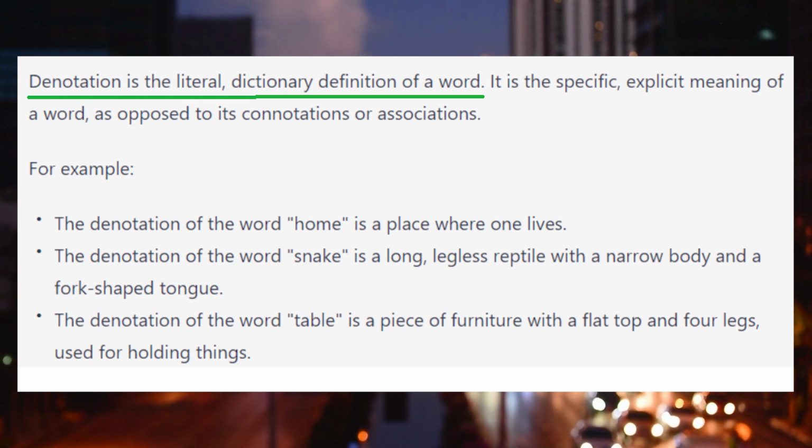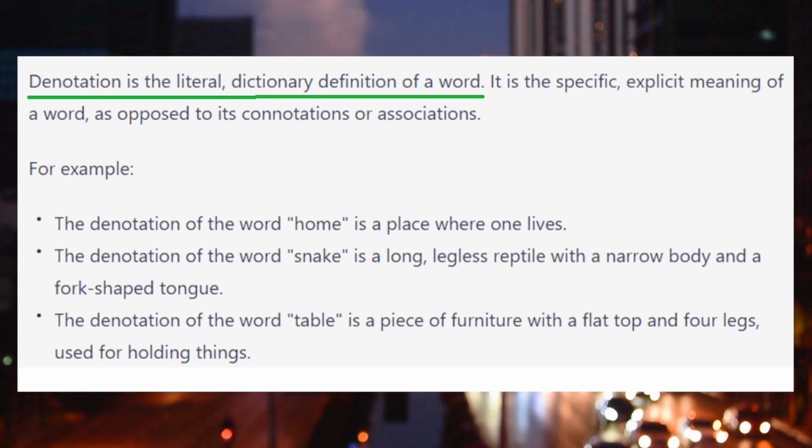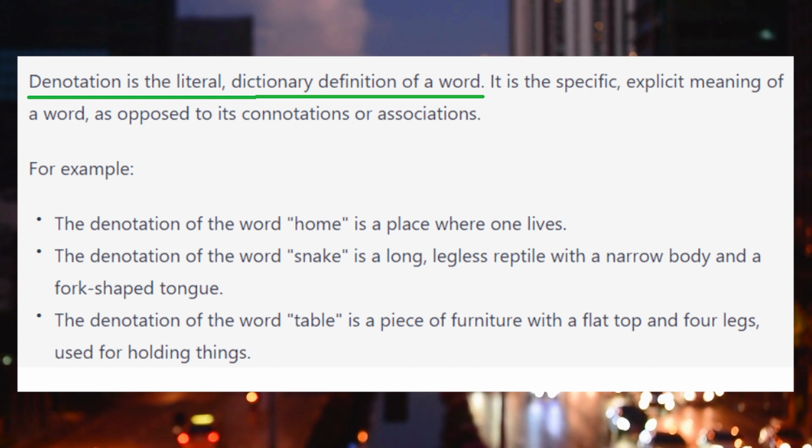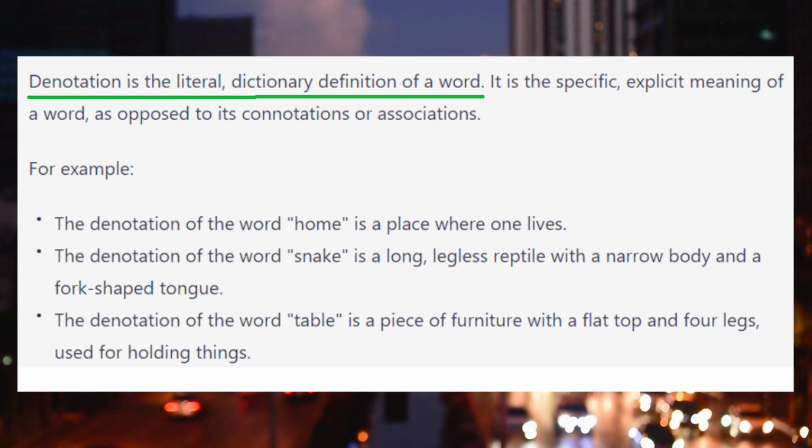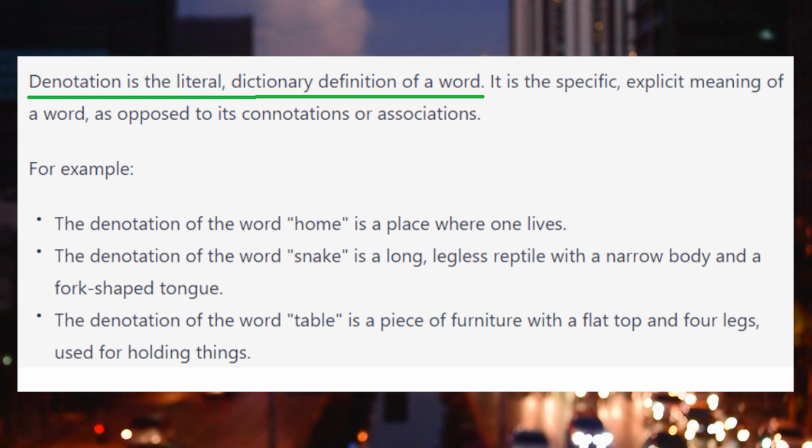Home is a place where somebody lives. Snake is a long, legless reptile with a narrow body and a fork-shaped tongue. A table is just something that you put things on with 4 legs. These are the literal definitions of these words.